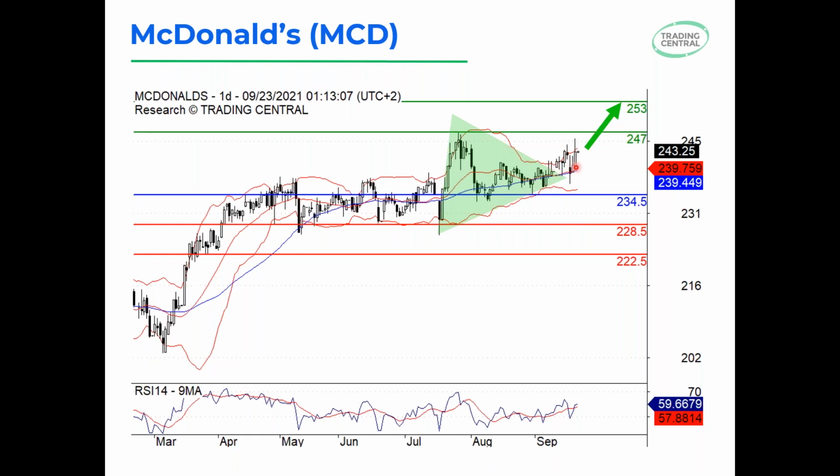Okay, now McDonald's is trading around the upper Bollinger band, and keeps striking it. It means it is showing upward momentum at the moment. Okay, previous high 247, I think it will break 247, and above 247, 253. Okay, this is how we use technical analysis to position our trade, I can say. So McDonald's is having a good setup also.